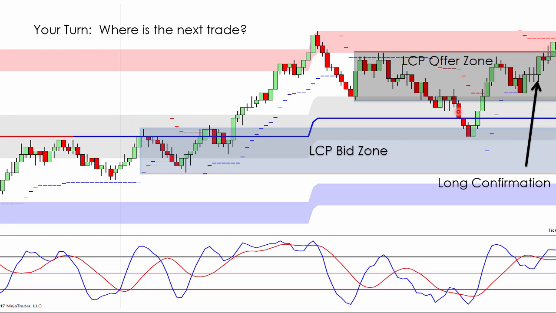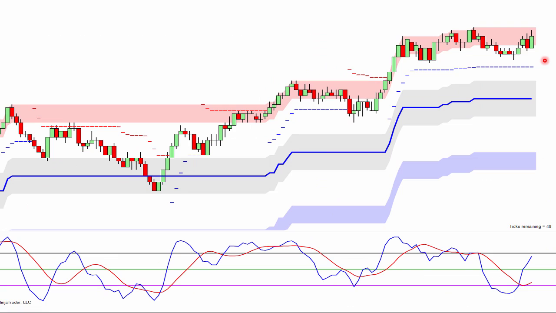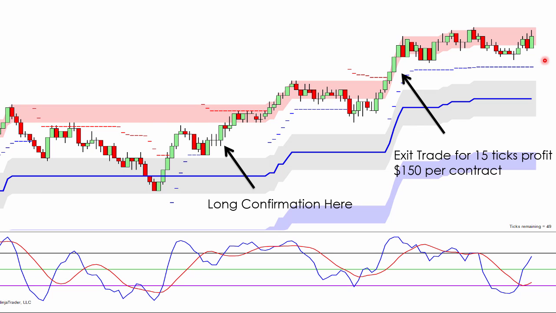So we get long on the open of this next bar after this big green bar. So let's take a look. Here is our long entry confirmation. Here's our exit for 15 ticks profit or $150 per contract.